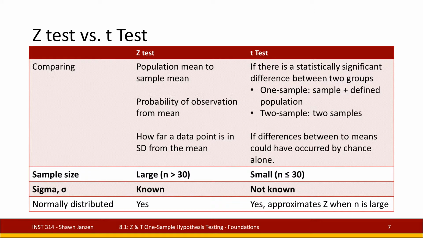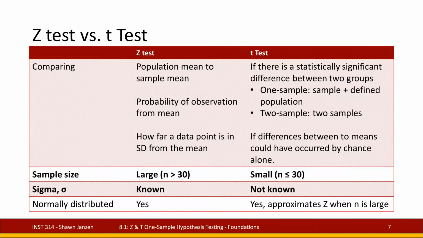Now, if we're going to compare the Z and the T together, we would say that a Z test compares a sample mean to its population mean, and the probability of the observation comes from that mean. How far the data point is, is in terms of standard deviations from a mean. Compare that to a T test, where we're looking to see if there is a statistically significant difference between the groups with the one sample, and we're finding out if these differences in mean could have occurred by chance alone.